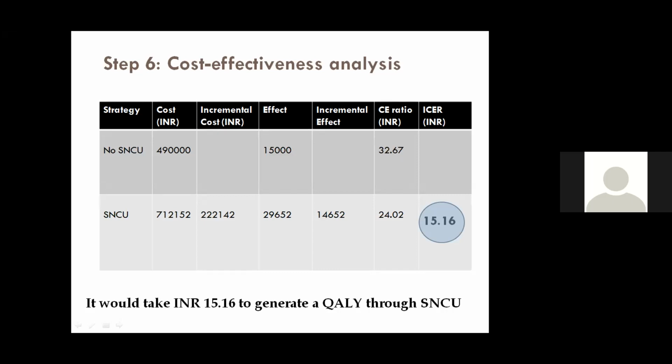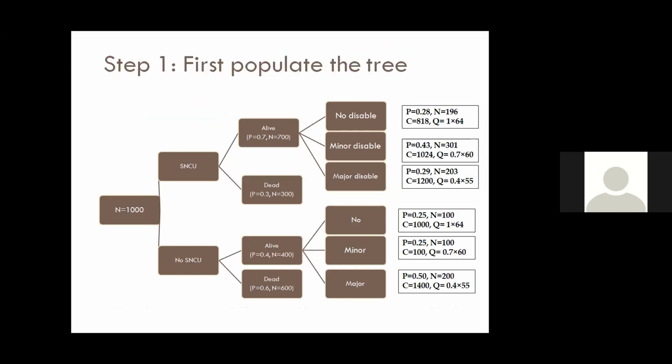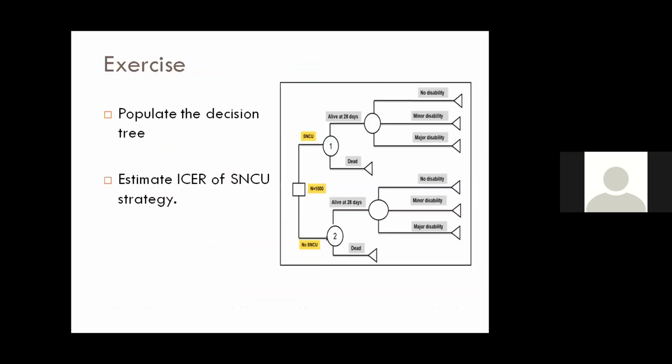Sir, actually, I'm having a problem with step 6, that is the cost effectiveness analysis part. Will you please repeat, sir, again? Sure. So the first question was populate the decision tree. Yeah, that was okay. And the second was estimate.